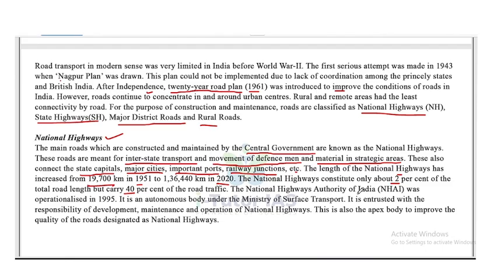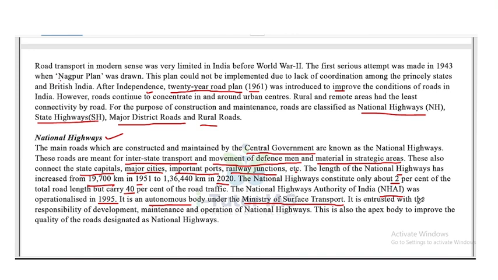The National Highway Authority of India, that is NHAI, was operationalized in 1995. It is an autonomous body under the Ministry of Surface Transport.